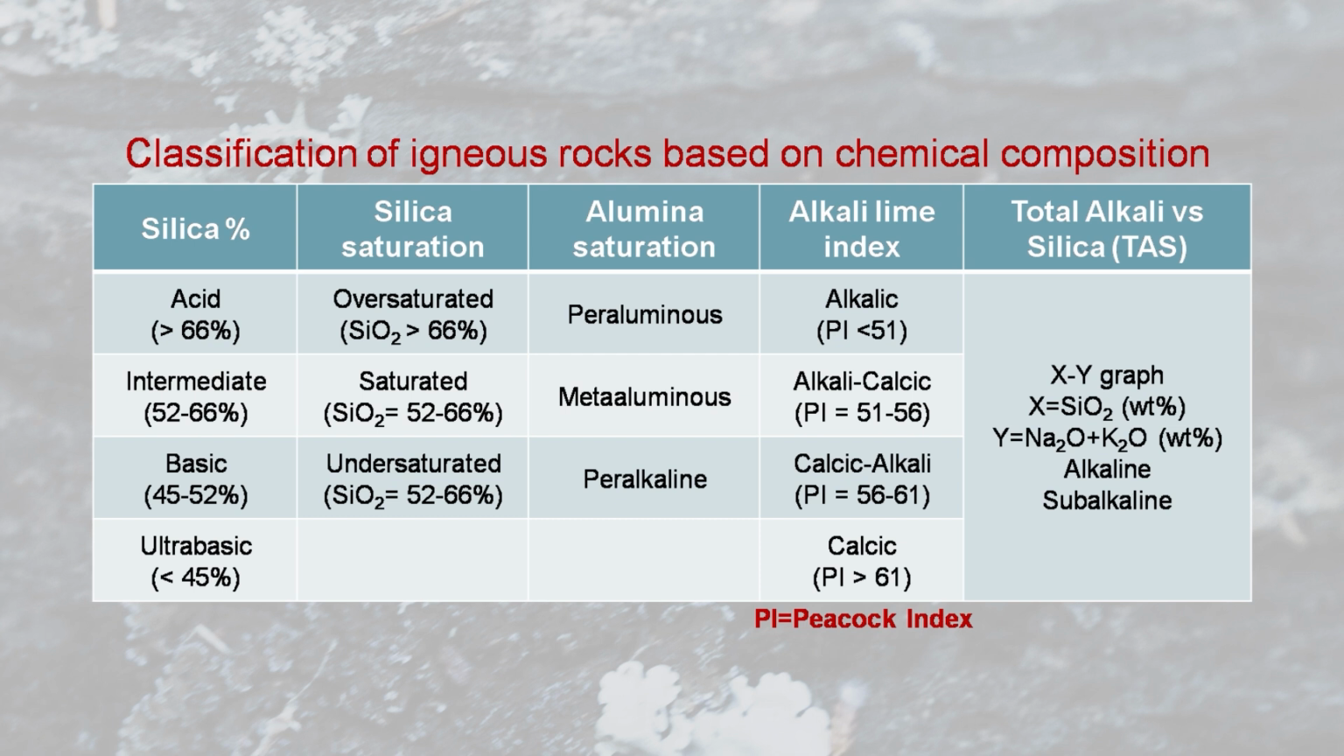And the last one is the total alkali versus silica plot, which is actually an XY graph with marked fields for each rock type. We calculate the X value, which happens to be the silicon dioxide weight percent. Then we have on the y-axis the Na2O plus K2O value in weight percent. And it also allows us to classify the alkaline and subalkaline rock types.